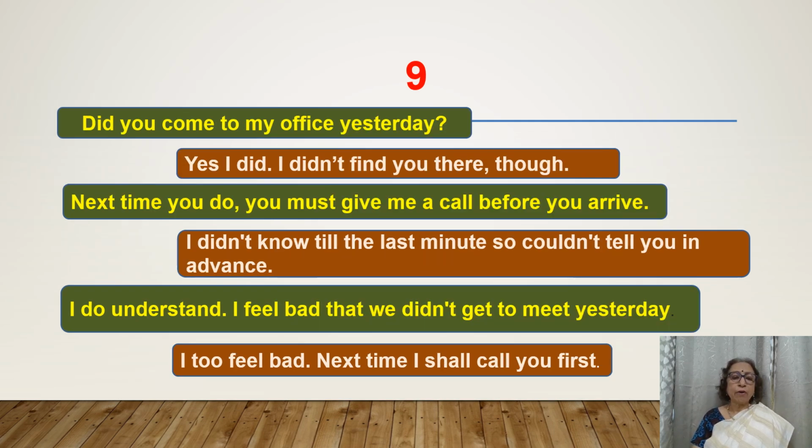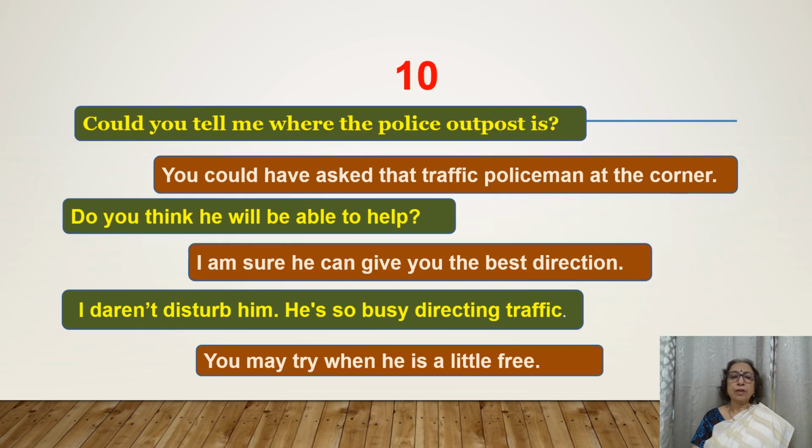Did you come to my office yesterday? Yes, I did. I didn't find you there, though. Next time you do, you must give me a call before you arrive. I didn't know till the last minute, so couldn't tell you in advance. I do understand. I feel bad that we didn't get to meet yesterday. I too feel bad. Next time I shall call you first. So, simple conversation about making an appointment meeting in the office.